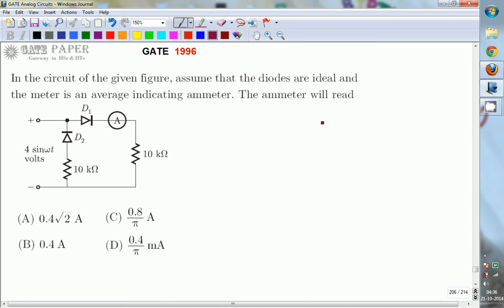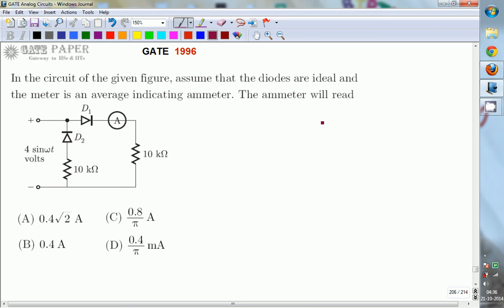Hello, we are discussing the GATE 1996 ECE paper. This question is related to analog circuits. Look at the diagram. In the given circuit, the diodes are ideal and the meter is an average indicating ammeter. We need to calculate the reading of the ammeter.